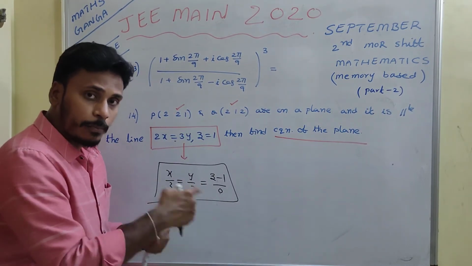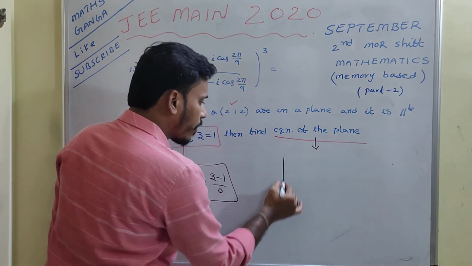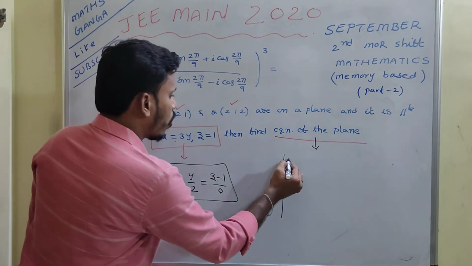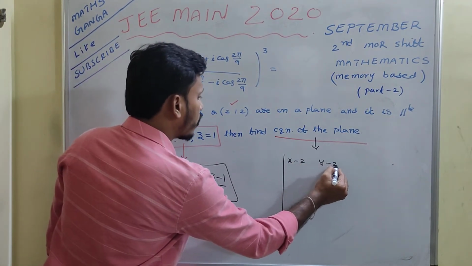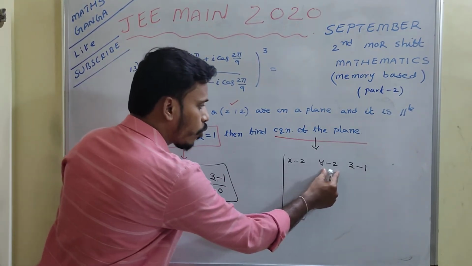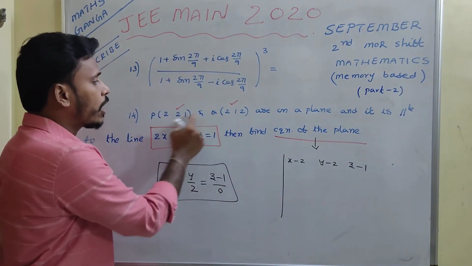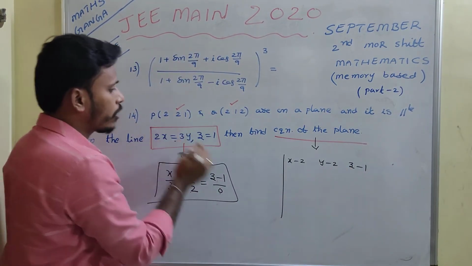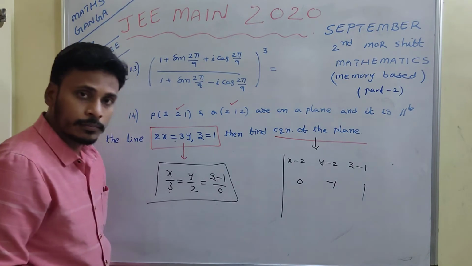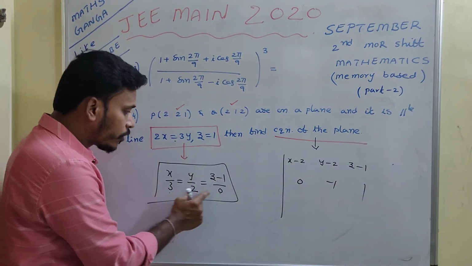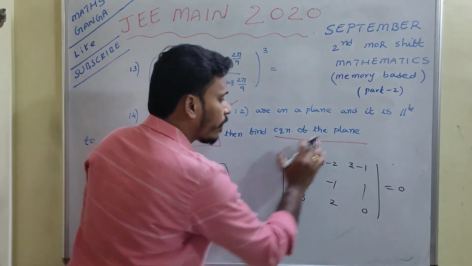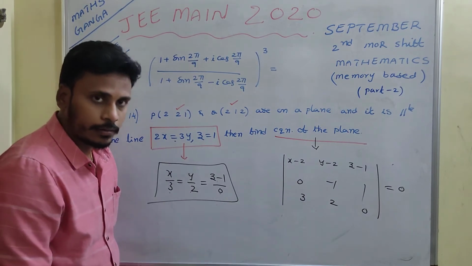With this analysis, the equation of the plane is simple. Since there are 2 points, you just choose any one, for example 2, 2, 1. So the determinant has x minus 2, y minus 2, z minus 1. Then the drs of PQ are 2 minus 2, which is 0, 1 minus 2, which is minus 1, and 2 minus 1, which is 1. Then the drs of the line are 3, 2, 0. If you equate this determinant to 0, it directly gives us the equation of the plane. We need to solve it.